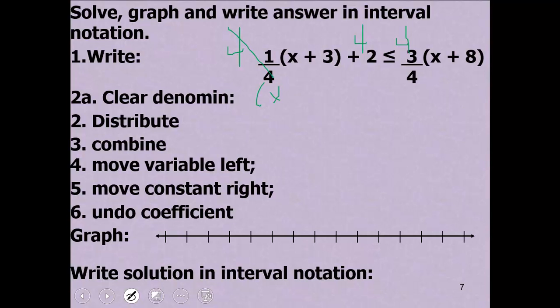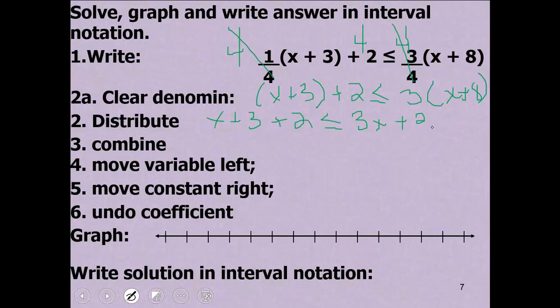And you have x plus 3 plus 2 is less than or equal to, the 4's cancel, 3 in front of x plus 8. Distribute. This side really doesn't have any distribution. It's just x plus 3 plus 2 is less than or equal to 3x plus 24. I can combine on the left-hand side. X plus 5 is less than or equal to 3x plus 24.